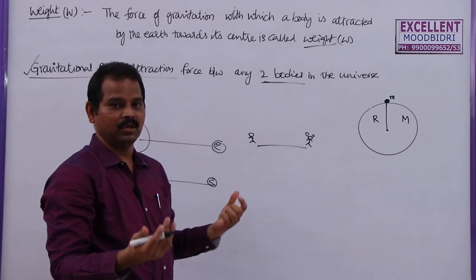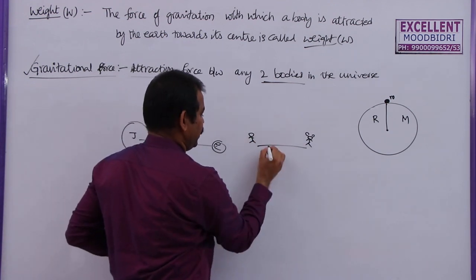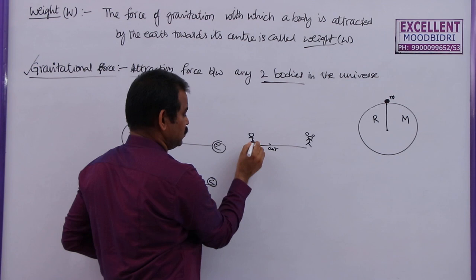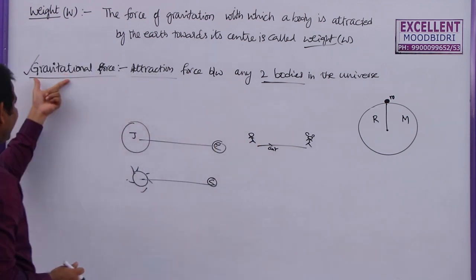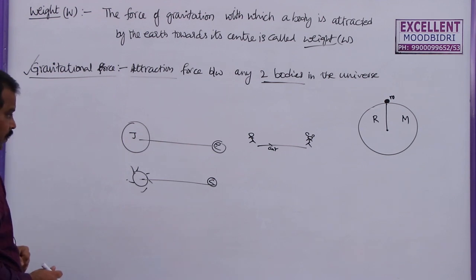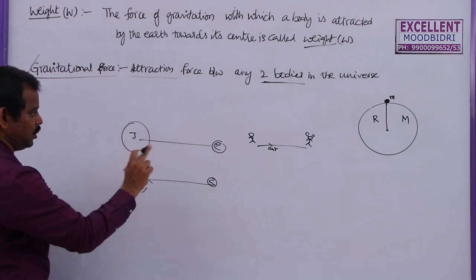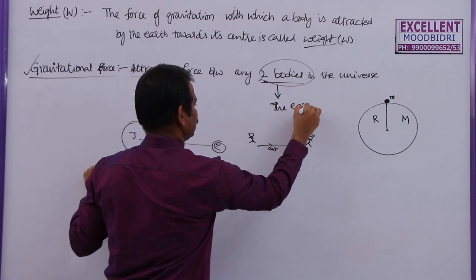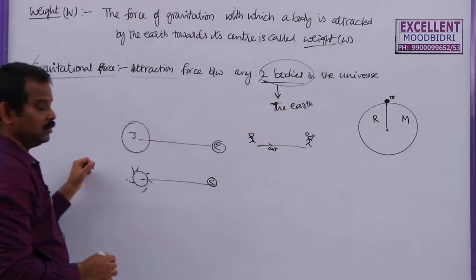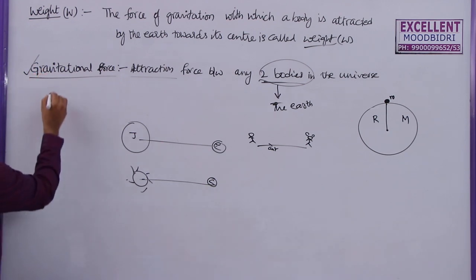Those two bodies may be anything, between a man and an ant. So this is an ant. Between these two also there exists a force of attraction. This is also called a gravitational force of attraction only. But if one of the bodies in these two is the earth, then this force is simply known as gravity.